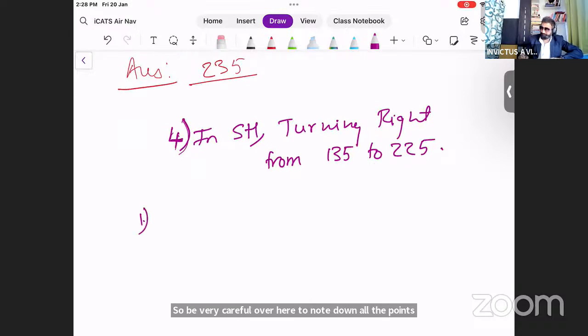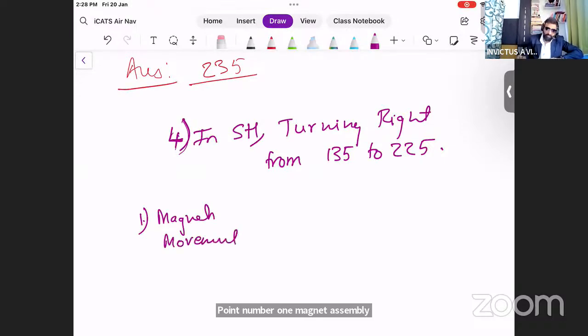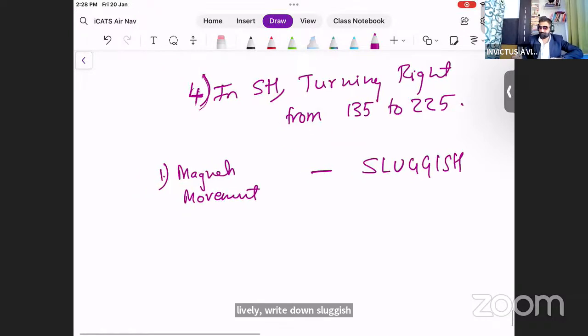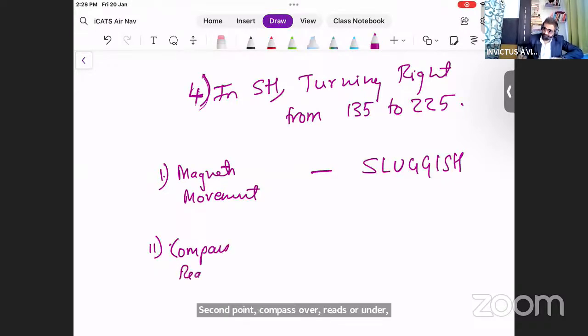Point number 1, magnet assembly movement, sluggish or lively. Write down sluggish, slow चल रहा है. Second point, compass overreads or underreads. The compass is underreading.